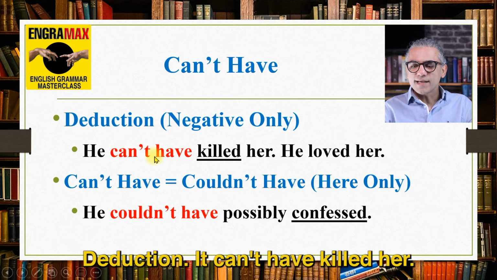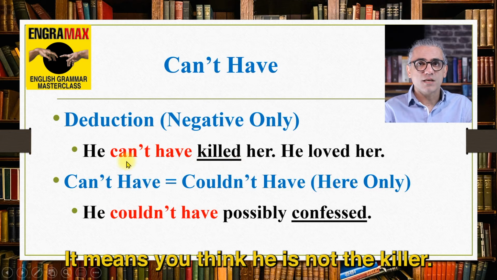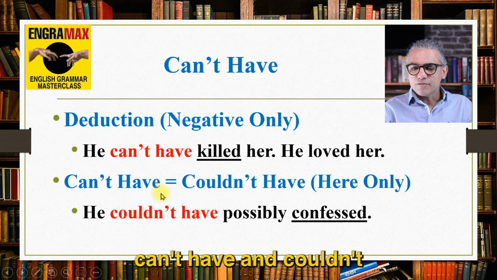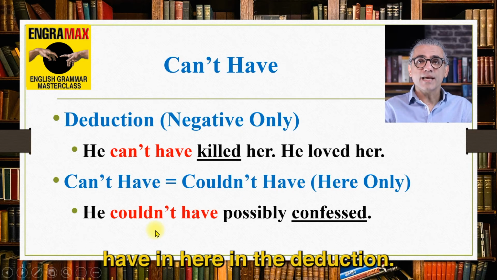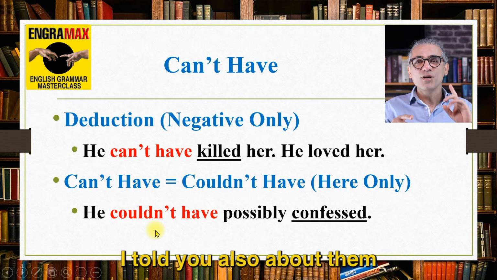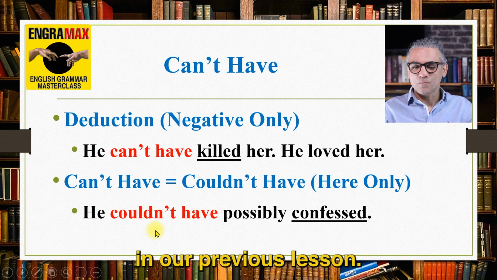Deduction. He can't have killed her. He loved her. It means your deduction. It means you think he is not the killer. Negative deduction. Can't have and couldn't have. In here, in the deduction, they mean almost the same. I told you also about them with present references in our previous lesson.